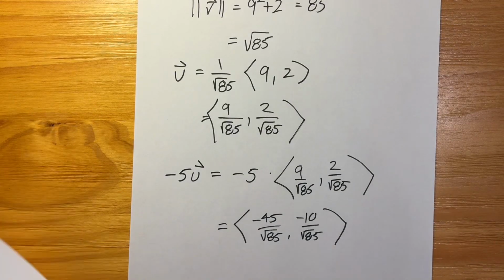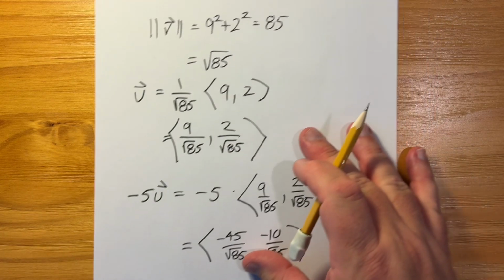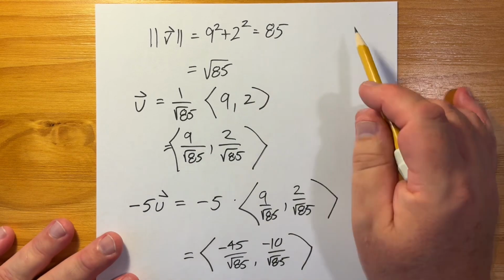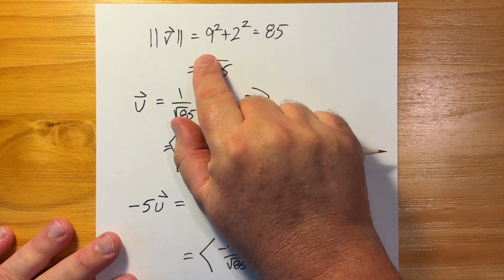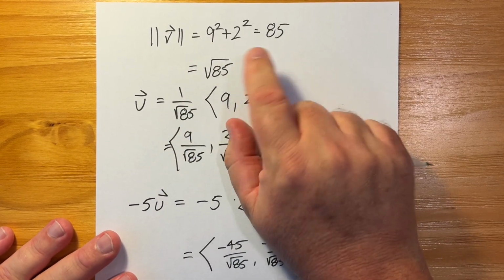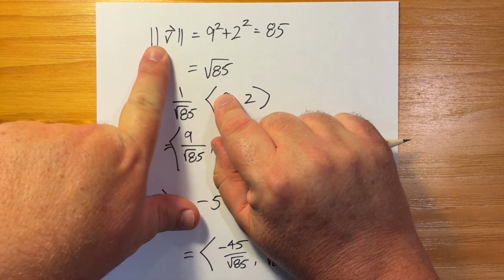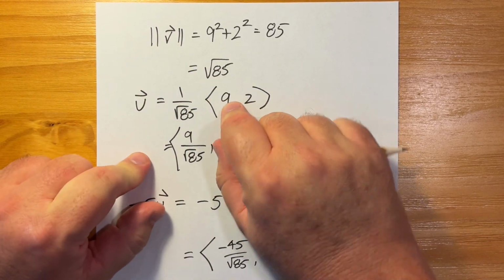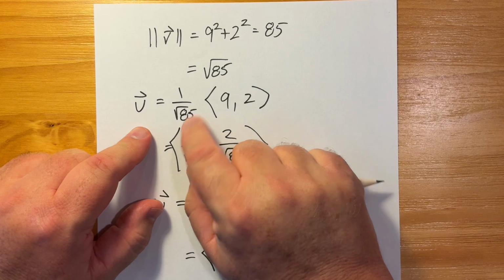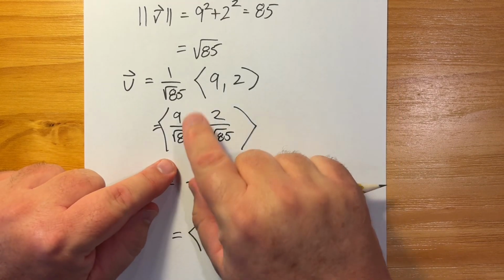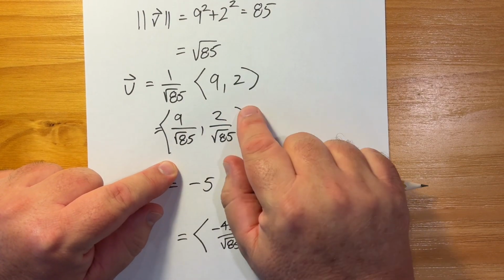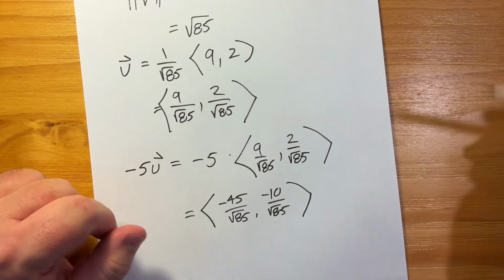How we get there, remember, first thing you always have to do to find a unit vector, I have to find the magnitude. It's first thing. So 9 squared plus 2 squared is 85, square root of 85, that's my magnitude. Then to find the unit vector, I divide everything by that. So then my unit vector is [9 over square root of 85, 2 over the square root of 85].